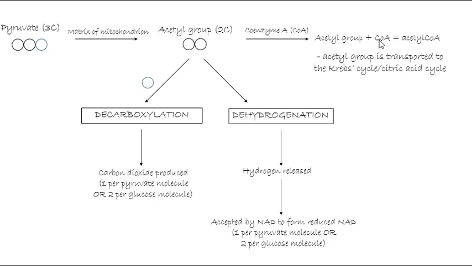So to summarize everything I just said, the 3-carbon pyruvate molecule, which enters the matrix of the mitochondrion, is decarboxylated to form the 2-carbon acetyl group, during which carbon dioxide is produced. And in addition to decarboxylation, dehydrogenation also occurs during the conversion of pyruvate to acetyl group, causing the production of reduced NAD. And this 2-carbon acetyl group then combines with coenzyme A to form acetyl-CoA and is then transported to the Krebs cycle, or the citric acid cycle, which is our next lesson.